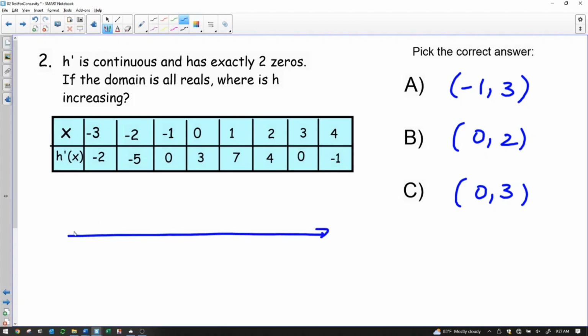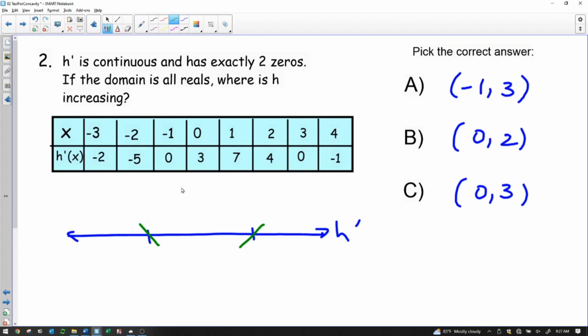So let's think about h prime. There would be two places where you would have h prime is zero, meaning if I drew the picture, the function would go through where y equals zero. So everybody good at that? h prime equals zero where y equals zero. So it's an x-intercept.